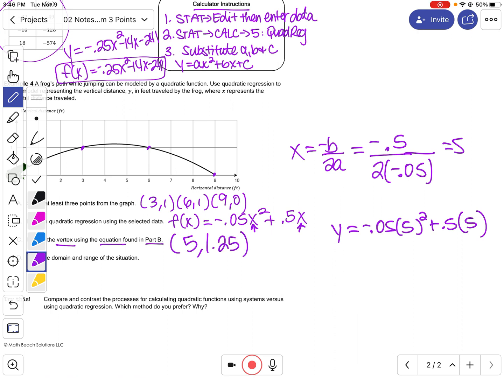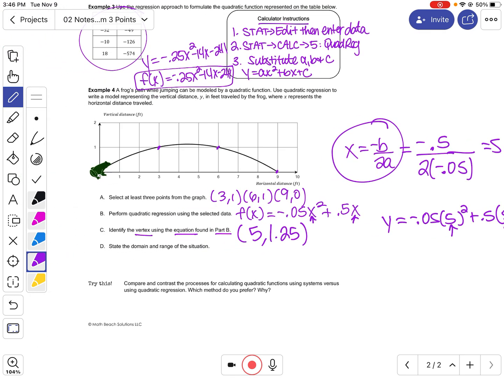So remember, to find x, we plug into this formula when it's in standard form. To find y, we just replace all of our x's in our equation to find the y value of the vertex. Notice you can also look at your graph. You're trying to find where your vertex is, which is approximately around 5. So somewhere in this area here would be your vertex.